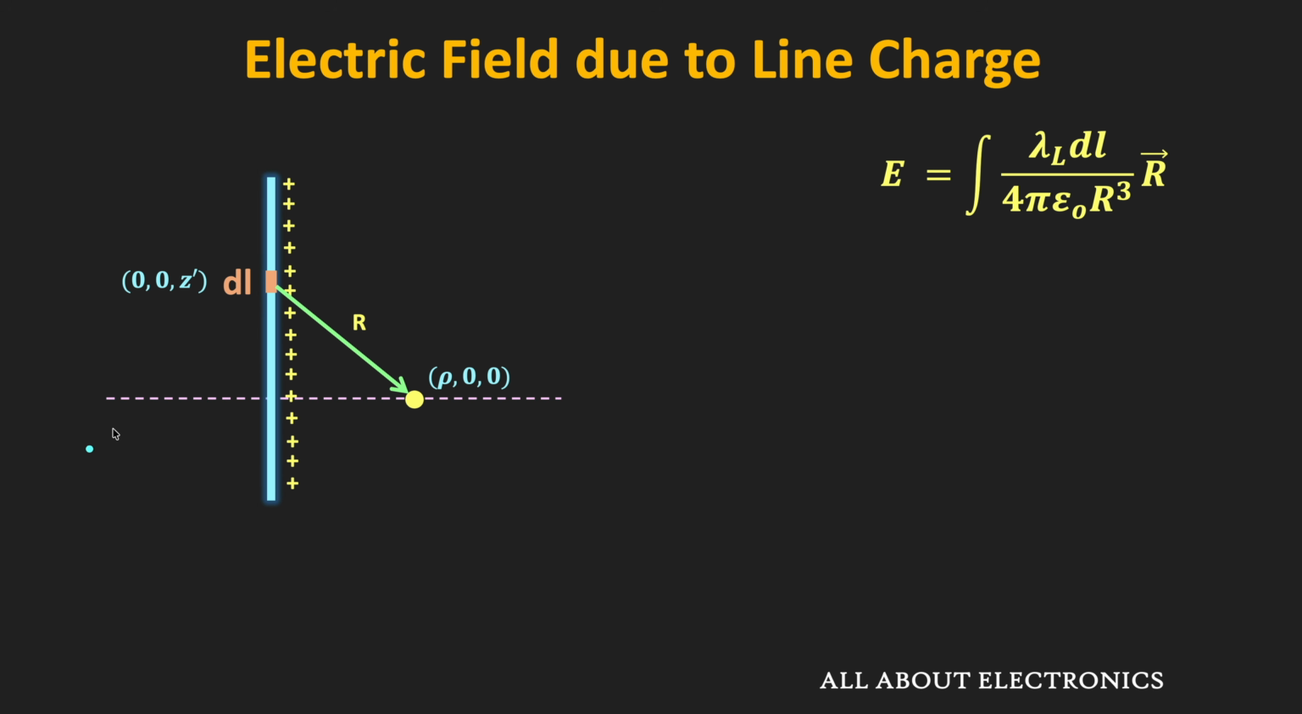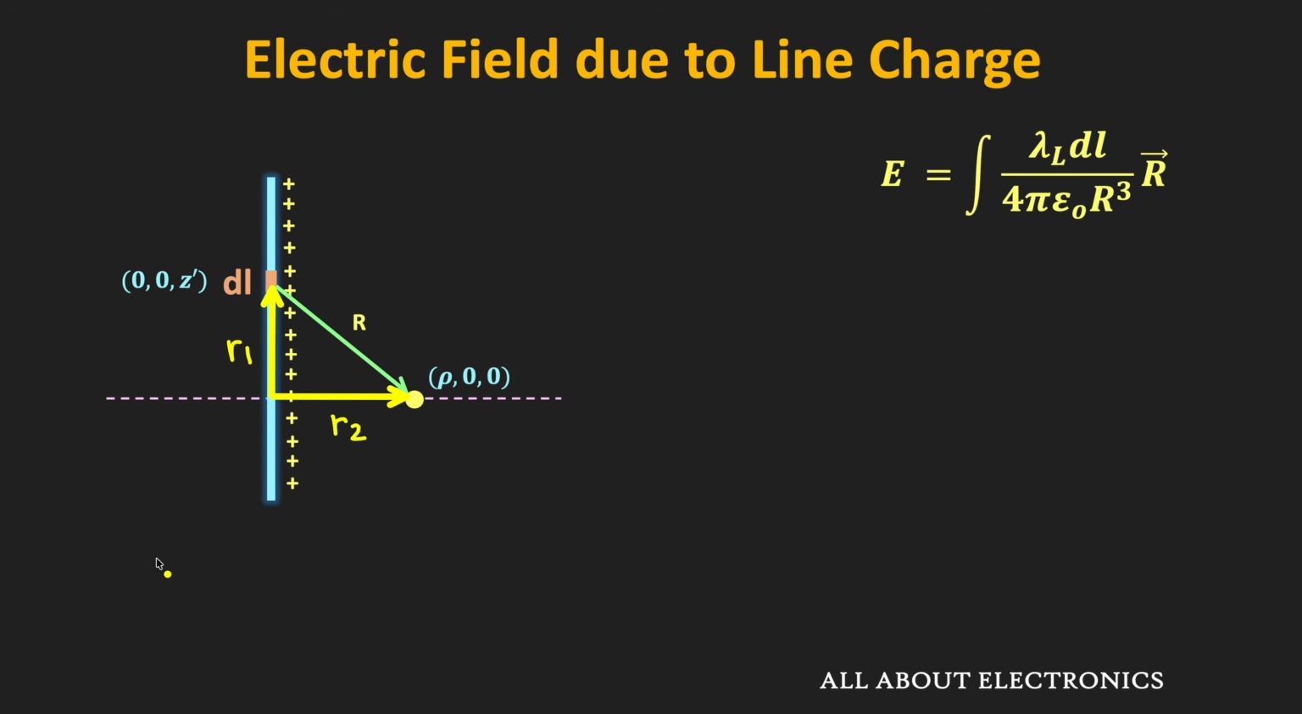Here, this line represents the origin. From the origin, let's say the position vector towards the differential length dl is equal to r1. And likewise, from the origin, the position vector towards the observation point is equal to r2.